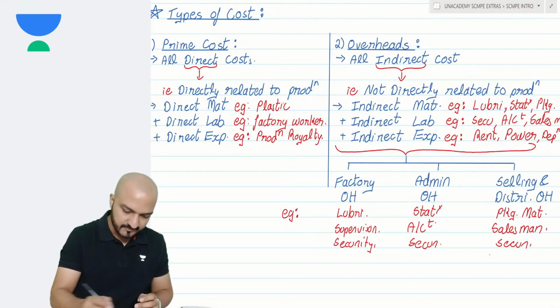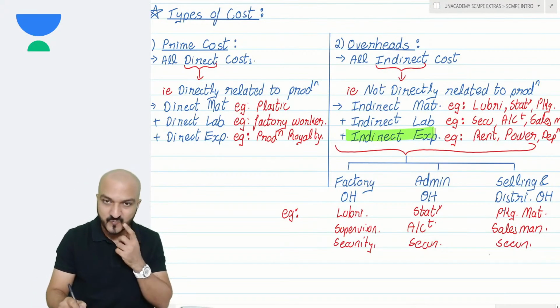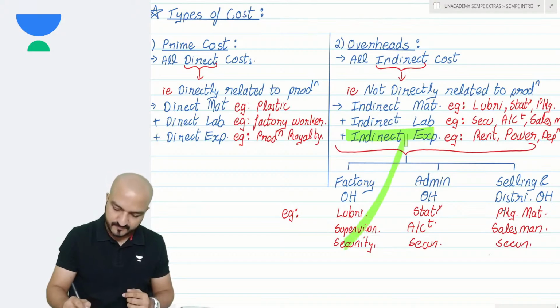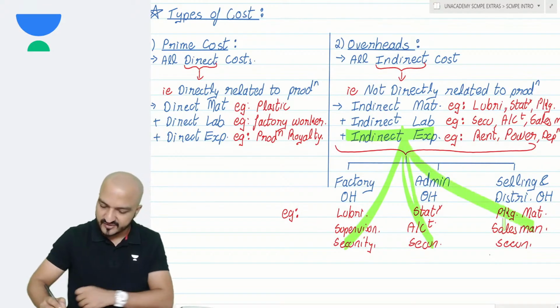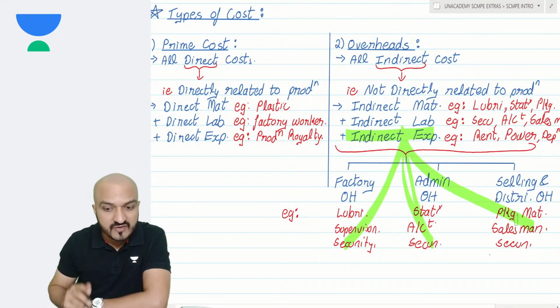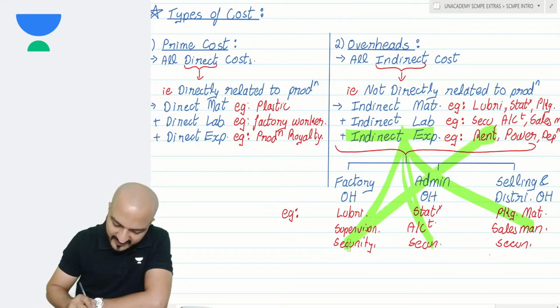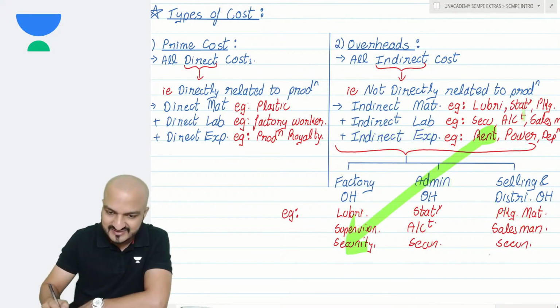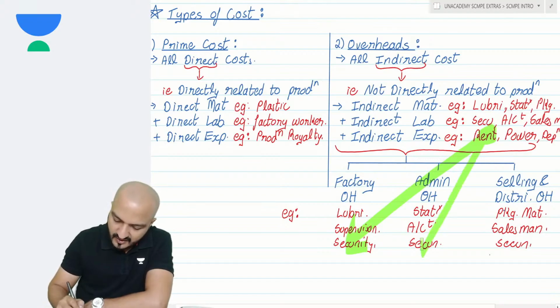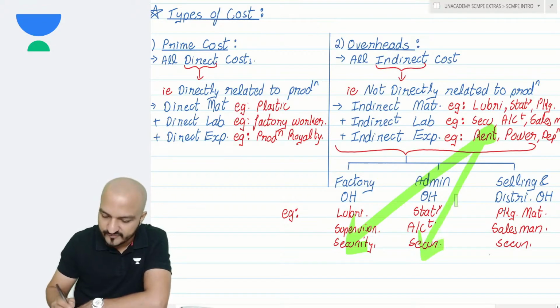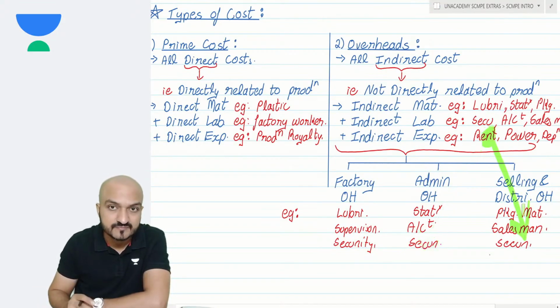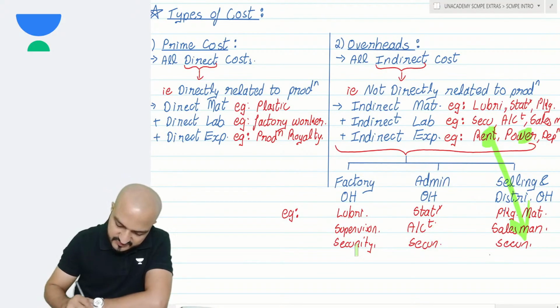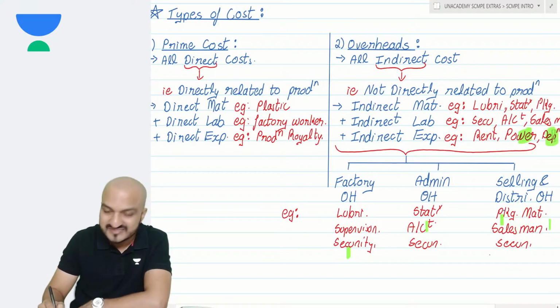Now give me examples for indirect expense in the factory, in admin, and in selling and distribution. Well, the same thing can come. Rent of the factory will become factory overheads. Rent of the accounting office will become admin overheads, and rent of the showroom can become the selling overheads. Similarly, power consumption at all three places. Similarly, depreciation of things at all three places.